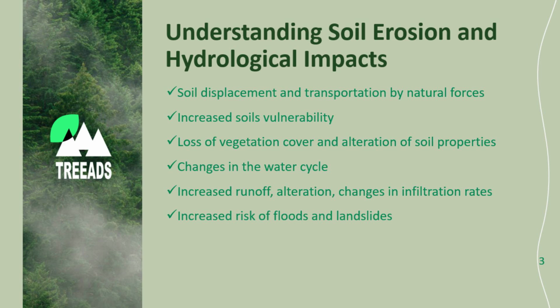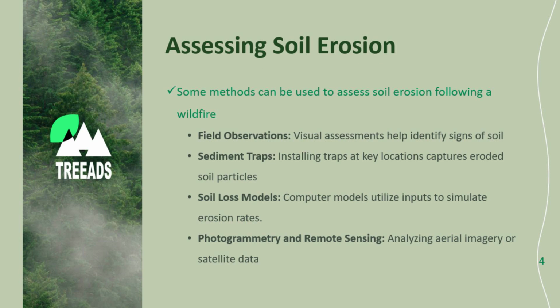Hydrological impacts, on the other hand, encompass all changes in the water cycle that occur as a result of a wildfire. These impacts can include increased runoff, alteration of water quality, changes in infiltration rates, and increased risk of floods and landslides. Several methods can be used to assess soil erosion following a wildfire.